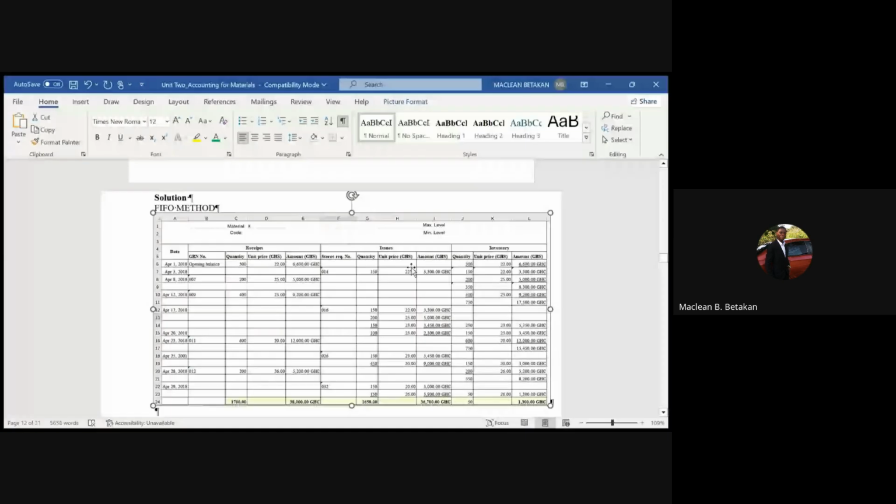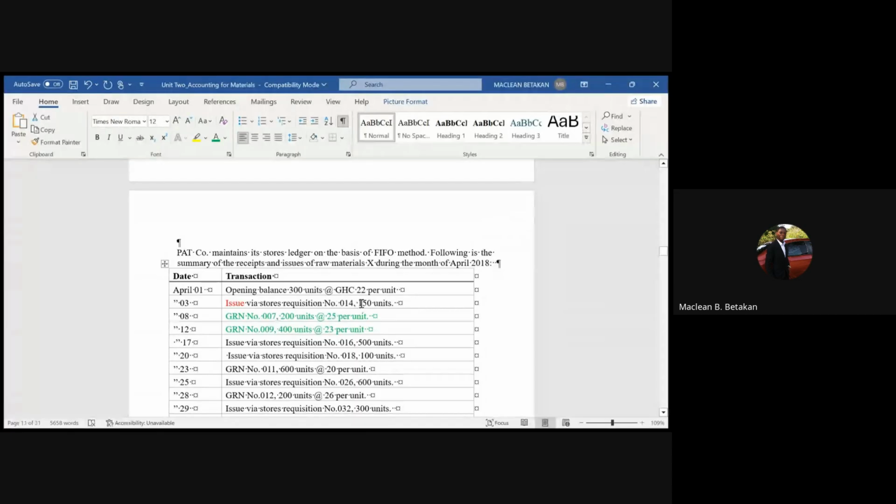Then on the third day, there was an issue of 150 units. Now remember, how many units do we have in our stores before we can issue 150? 300. Right. So it means we can issue 150, right? But we are not given the price of issue.